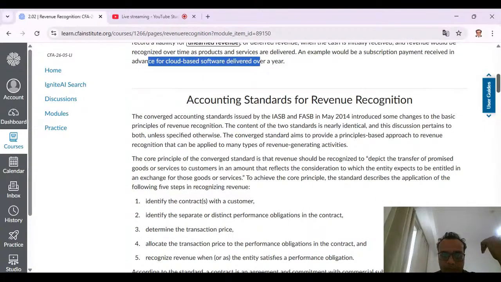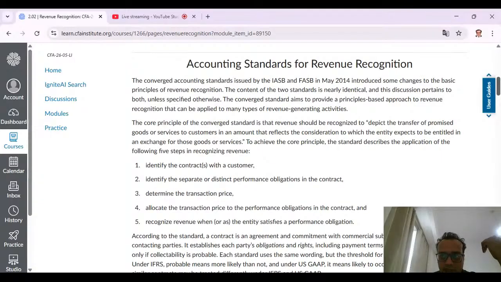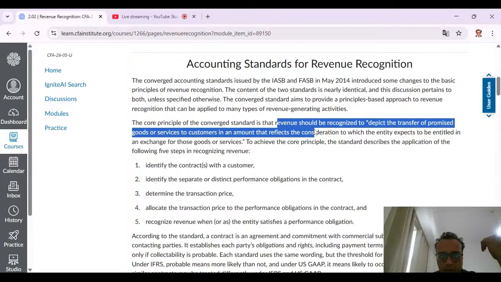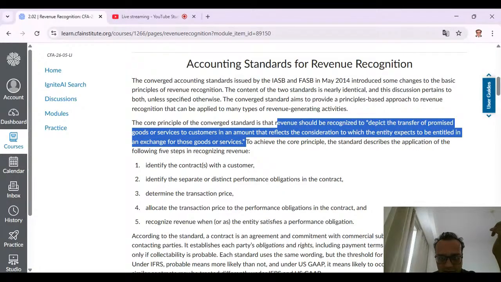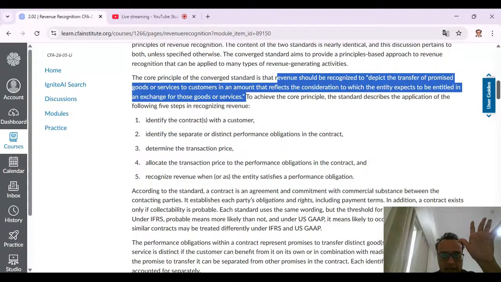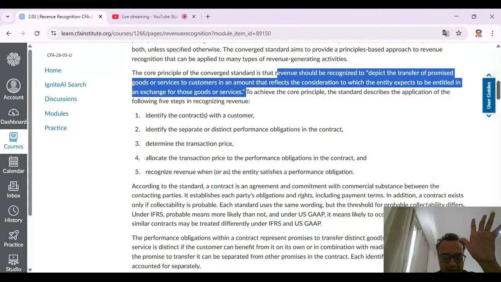Okay. Now, what is the accounting standard for this? The core principle of the accounting standard is that revenue should be recognized to depict the transfer of promised goods to customers in an amount that reflects the consideration to which the entity expects to be entitled in exchange for the goods and services. The standard describes the application of 5 steps in recognizing revenue. Identify the contracts, identify separate or distinct performance obligations, determine the transaction price, allocate the transaction price to the performance obligations, recognize the revenue when or as the entity satisfies the performance obligation.